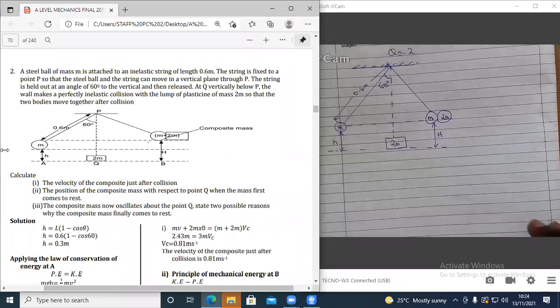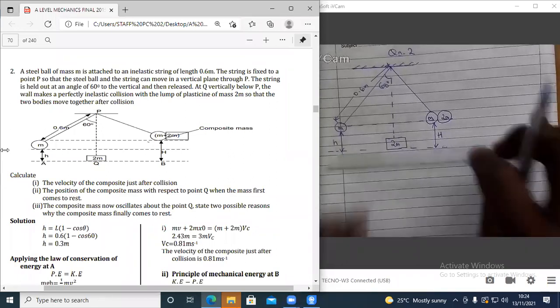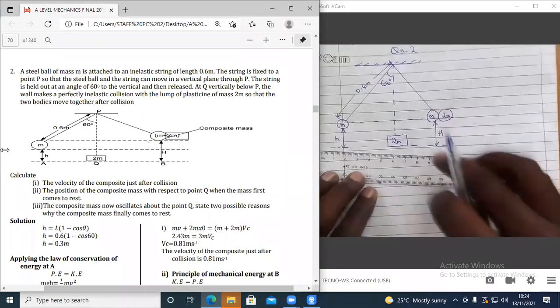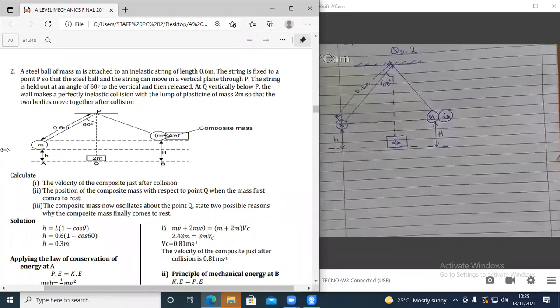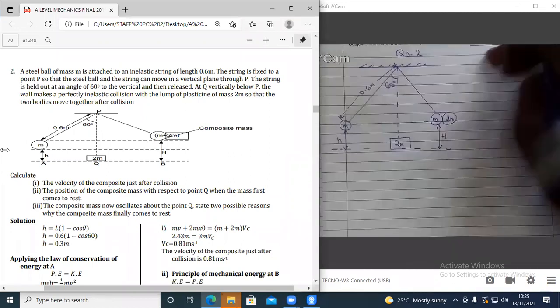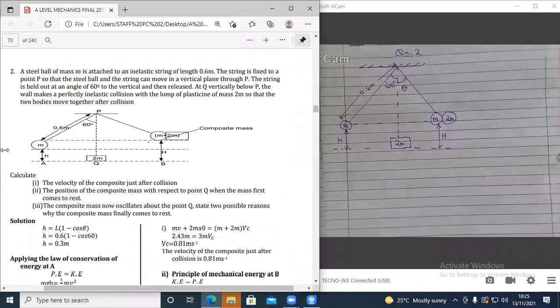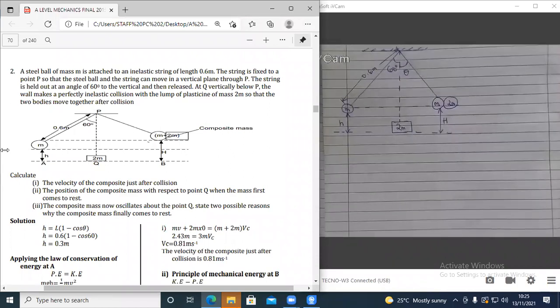So you can see that this one should have gone higher than that. Sorry, I made a mistake when I was sketching, because it's now swinging. So we need to find this angle here, let's call that angle beta. They want us to calculate the velocity of the composite just after collision, but we need to know this height h, the small h here.